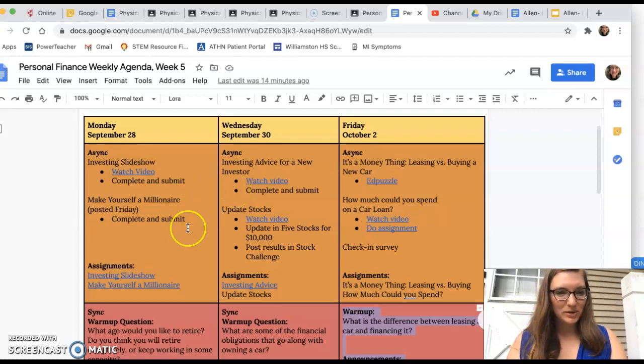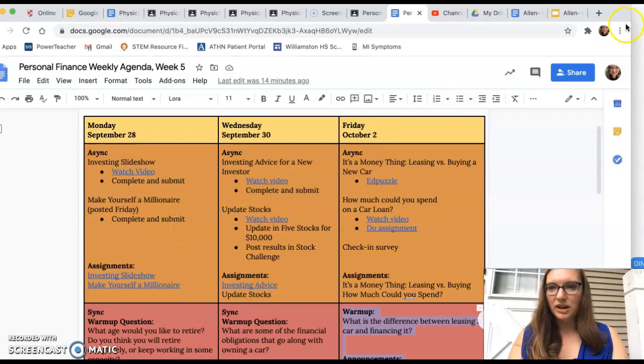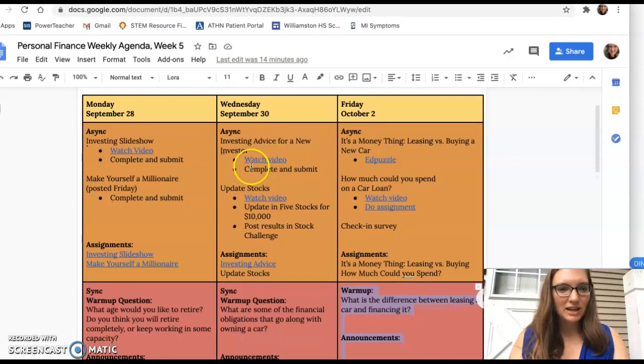So this week we are finishing up our investing unit and we're starting on the buying a car unit. To start it off, we are going to be looking at an investing slideshow, which is kind of like an interactive worksheet. Basically, you're going to be finishing up Make Yourself a Millionaire.